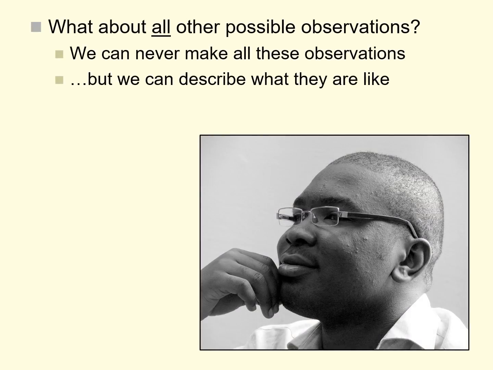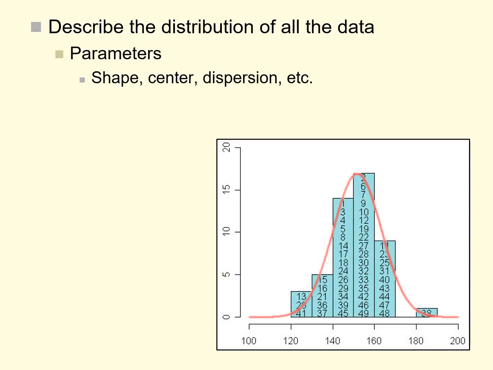What about all these other possible observations? We can never make all of the observations, but we can try to describe what they are like, what the distribution of all of these values probably looks like. So we want to describe the distribution of all the data, and we describe it in terms of parameters. Parameters, from the Greek meaning like a measure, refer to different features or attributes of a distribution of values that we can never know precisely, but which we can describe or we can estimate based on the limited information that we draw from our sample.